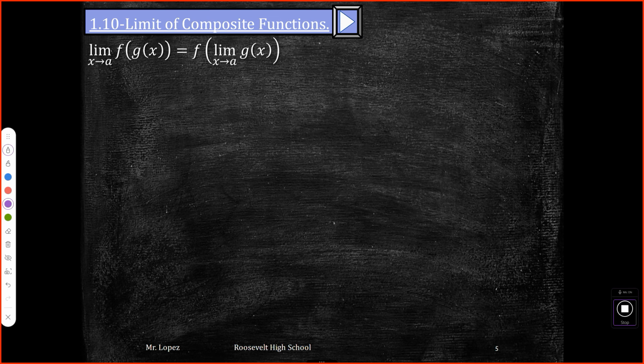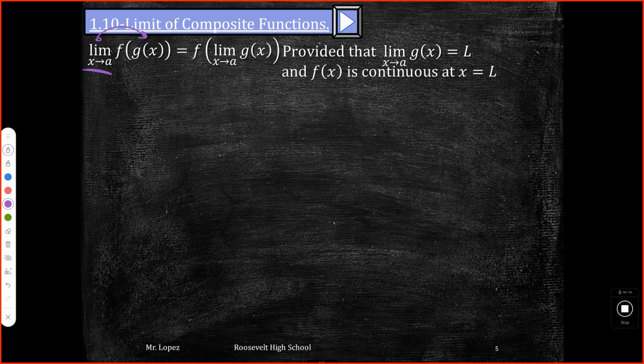These are composite functions. The limit as x approaches a of f of g of x is equal to f of the limit as x approaches a of g of x. So we put it in and evaluate the limit as x approaches a of g of x. We've done this before, provided that the limit exists. It is very important that f of x is continuous at x equal to L, or else you cannot use this definition.